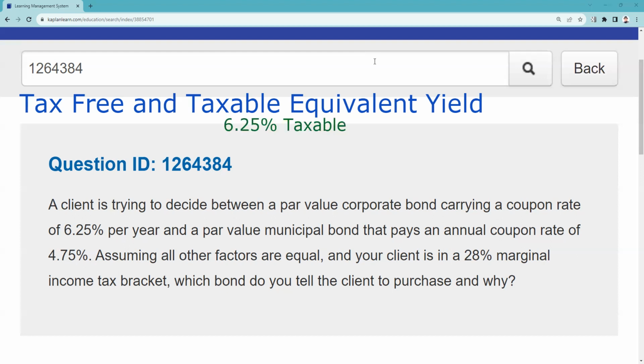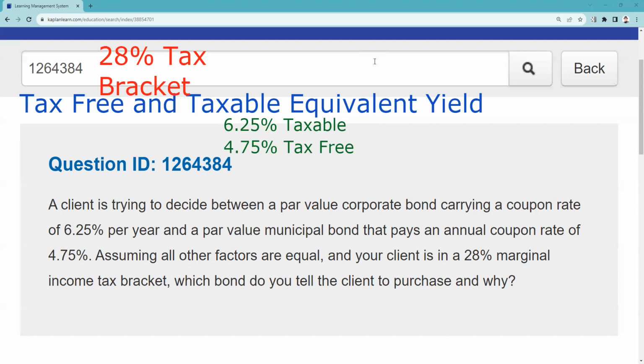All right, so we're comparing a 6.25 taxable yield and a 4.75 tax-free yield, and we're trying to decide what would be best for this customer. No matter which way we go, when you see that this person's in a 28% tax bracket, that should be a hint. The minute you see that in a question, you kind of know what's coming next. It's either the tax-free or taxable equivalent yield. I'm going to show you both. You don't have to do both. Either way would answer the question.